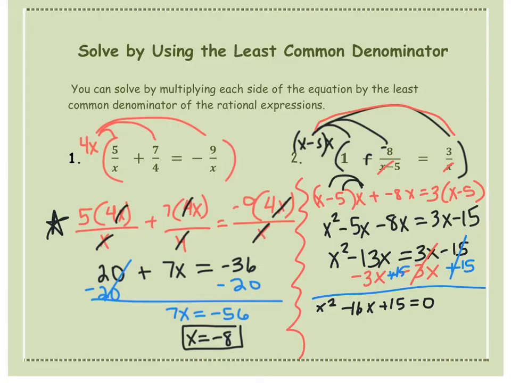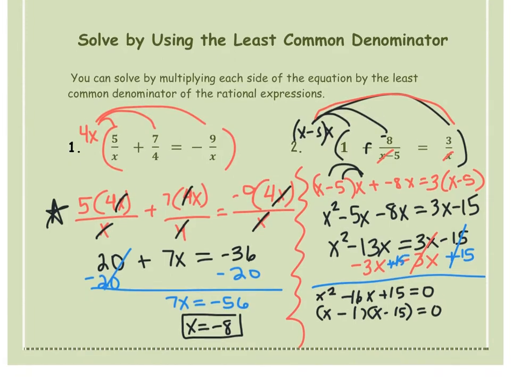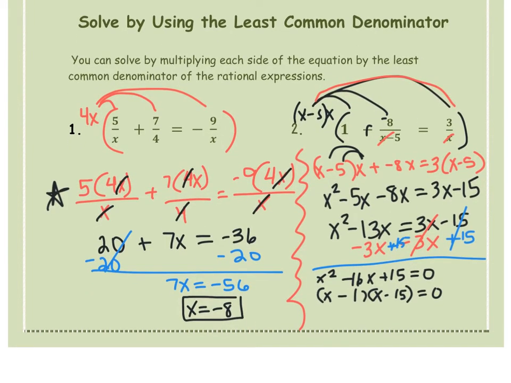So now we're going to factor. What two numbers are going to multiply to AC but give me B? So what two numbers multiply to 15? 1 and 15, 3 and 5. Well, how do I get a 16 out of that? 1 and 15. And my signs are both negative. Okay. Set each factor equal to 0. X minus 1 equals 0. X minus 15 equals 0. So x equals 1. And x equals 15.